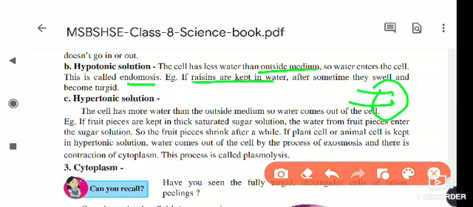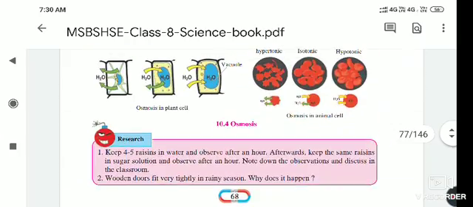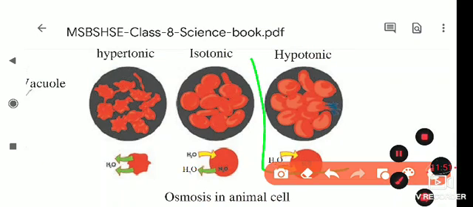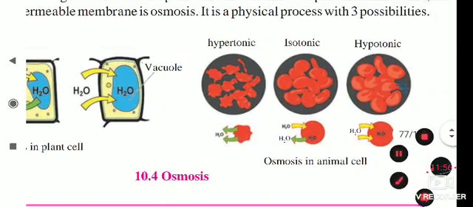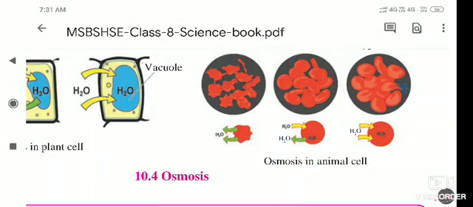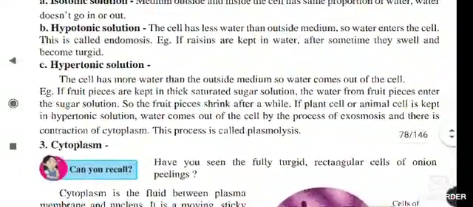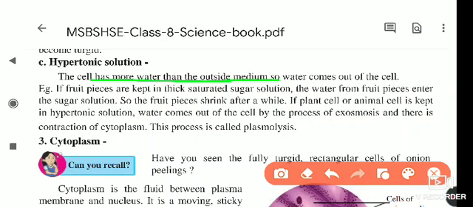Example: raisins are kept in water. After some time they swell and become turgid, as I told you. So a hypotonic solution is the example here. Now the next condition is given: water does not enter or exit the cell body, meaning exchange of water does not take place here. Next, the hypertonic solution. The cell has more water than the outside medium. For that, let us take the example of grapes.